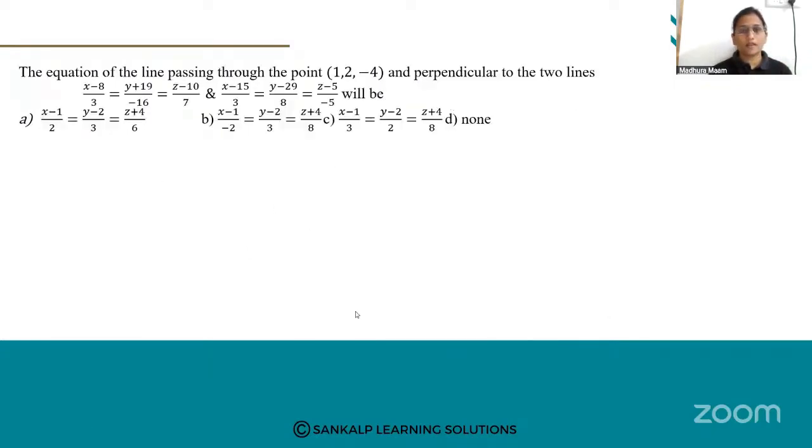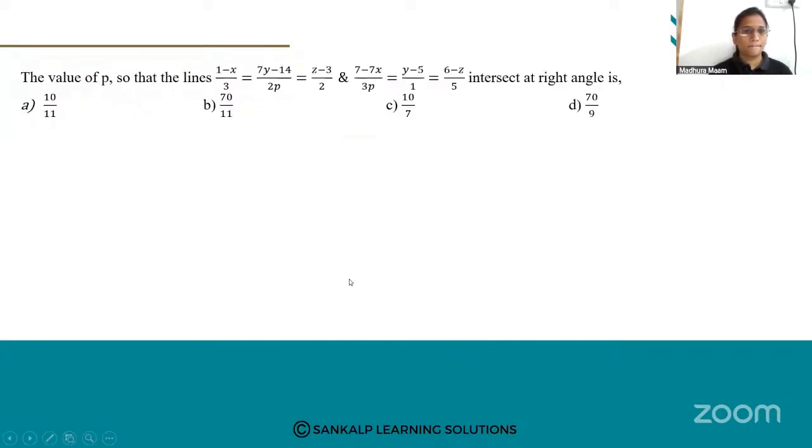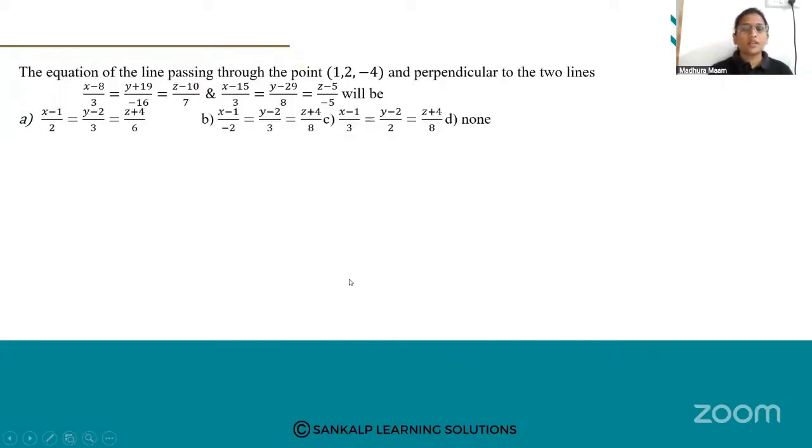Next. Okay. So next question. Again, an interesting question. There is something additional. We are going to use the results here. What do they say? The equation of a line passing through the point. Okay? So what is the question being asked? Equation of a line passing through a point (1, 2, -4) and perpendicular to the two lines.